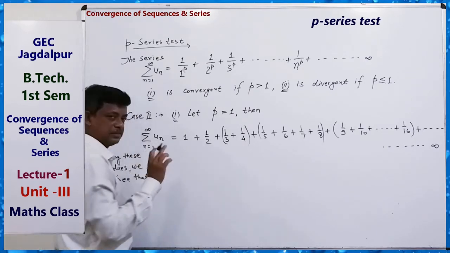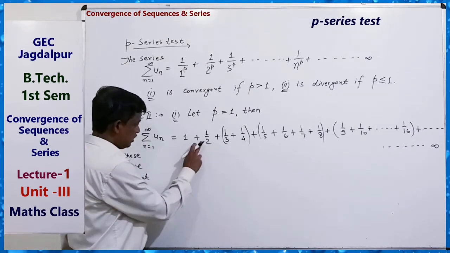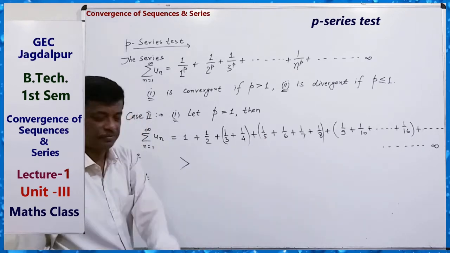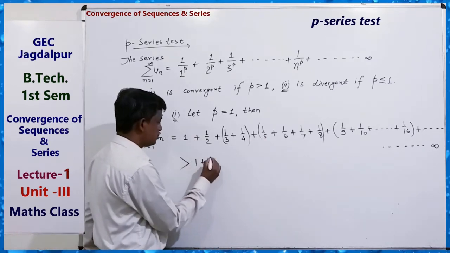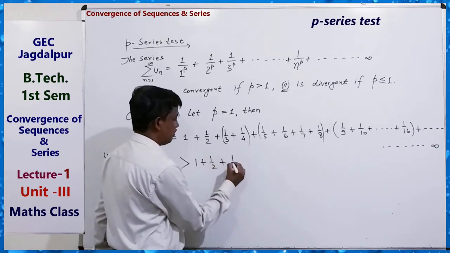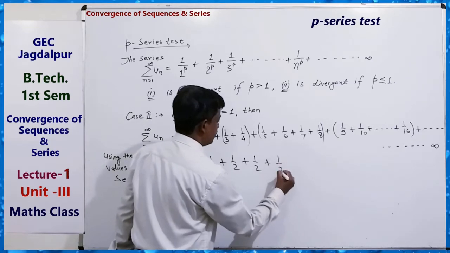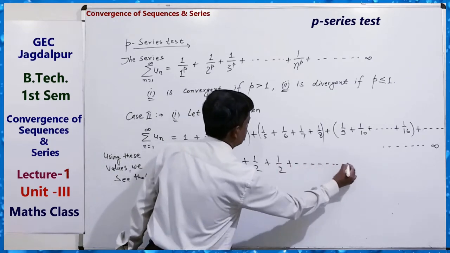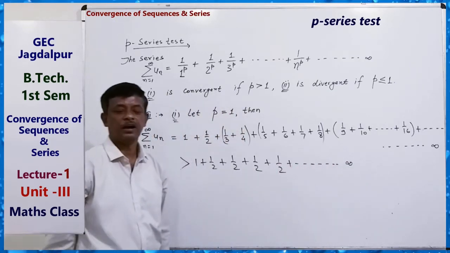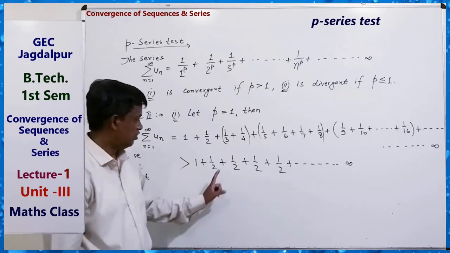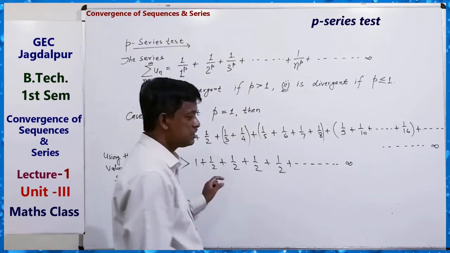This series is greater than, all values are greater than half. So the first two terms as they are, and this is greater than half, this is greater than half, this is greater than half, up to infinity. Okay? Clear?